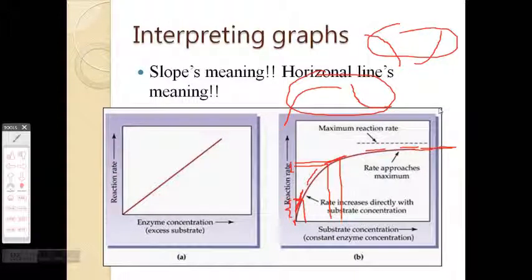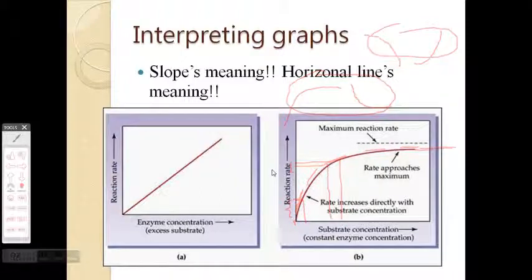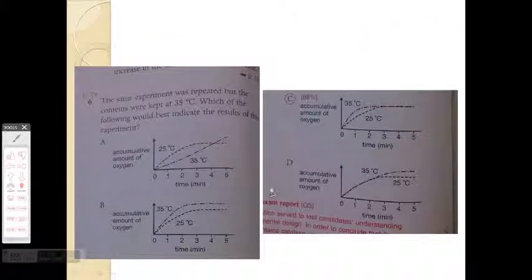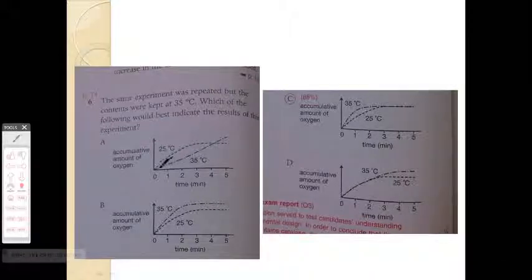Next, let's take a look at some examples. Here is something I took from the biology textbook, chapter 4. Sometimes we have to look at the slope. When we look at the graph, 25 degrees and 35 degrees, what is the difference? You can see the slope. This one is steeper than this one, and it levels off, while this one doesn't level off.